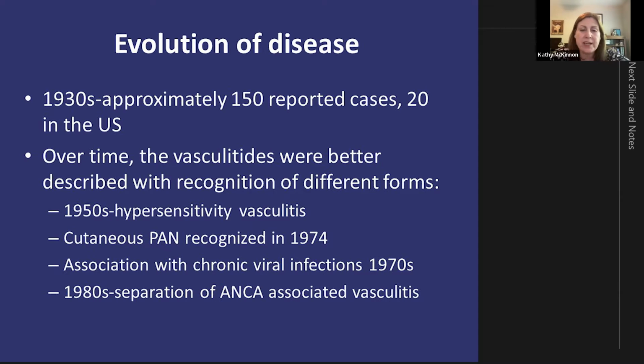Cutaneous PAN was recognized in 1974, not that long ago, and within my lifetime, and certainly I'm sure other people on the call. It was associated with chronic viral infections like hepatitis in the 1970s. And it wasn't until 1980 that it was clearly separated from ink-associated vasculitis, being recognized as its own entity.